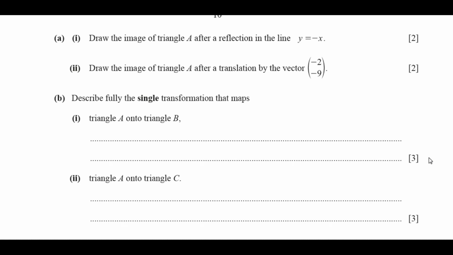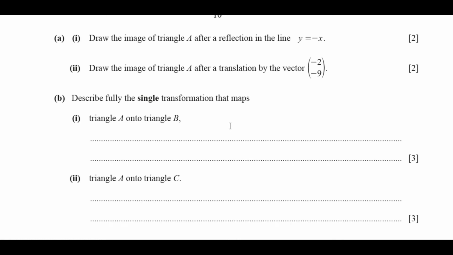Describe fully the single transformation that maps triangle A onto triangle B. So here triangle A onto triangle B. So triangle A is the object and triangle B is the image. When you get a question that says describe fully, you have to identify what type of transformation it is. If it is reflection, you have to write reflection, then the equation of the mirror line. If it is translation, you have to mention translation and write the column vector.